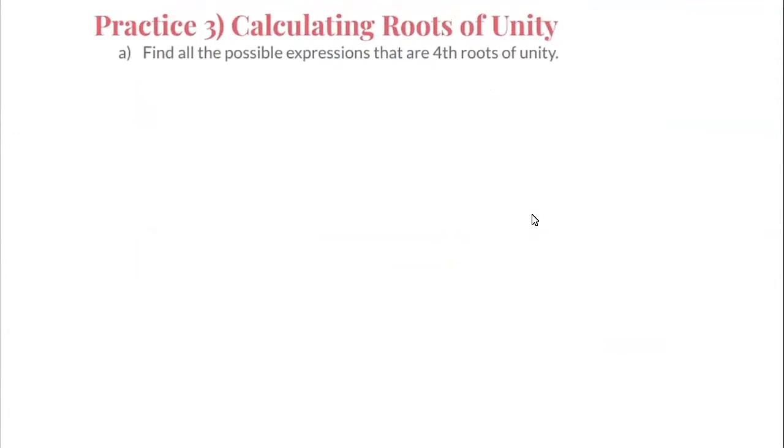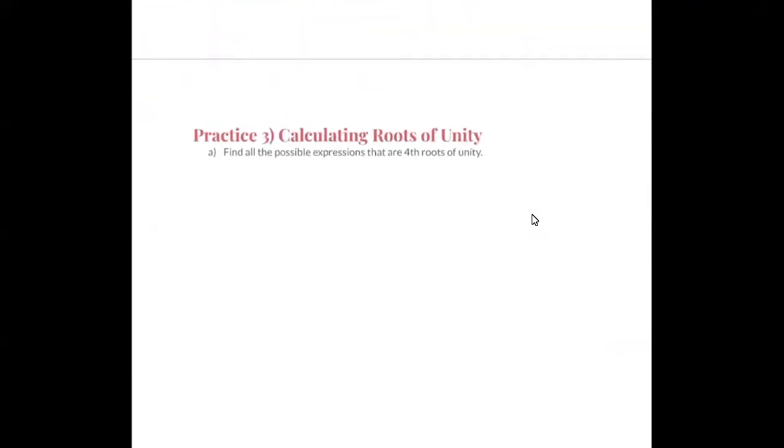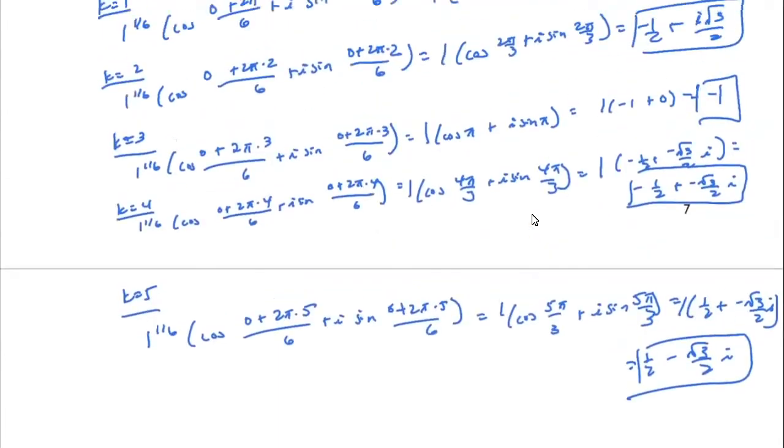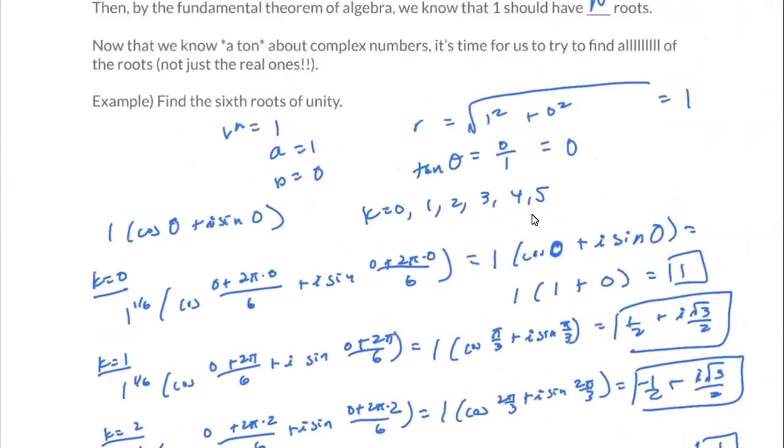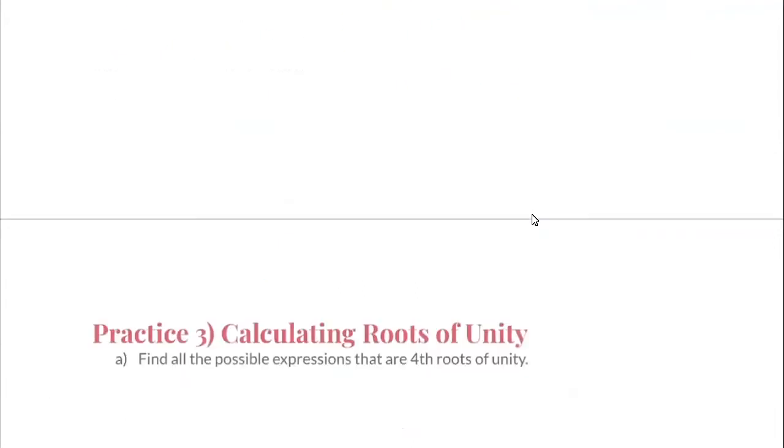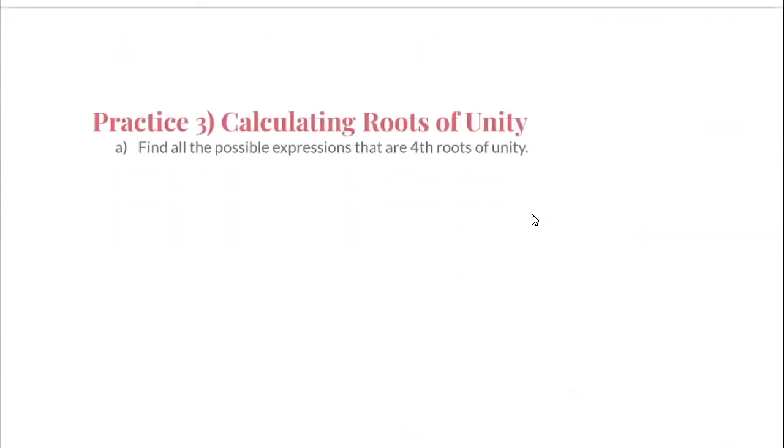Sometimes you might get a question that says find all the possible expressions that are fourth roots of unity. That's just telling you for that same expression where we had v to the n power equals 1, we converted it to its polar form, and then we just calculated 4 roots, so when k equals 0, 1, 2, and 3. So let's go ahead and do that.